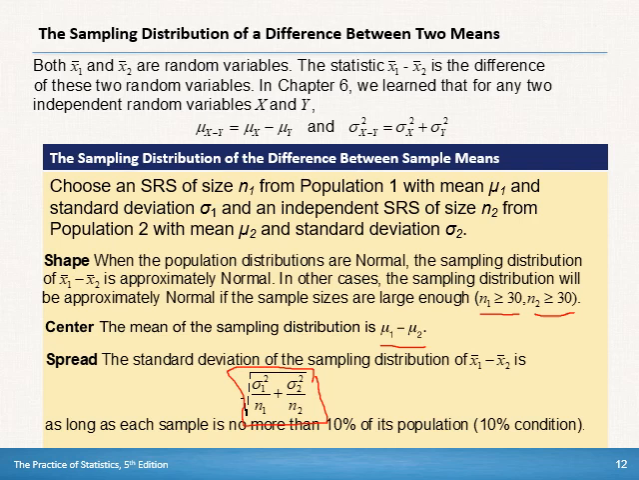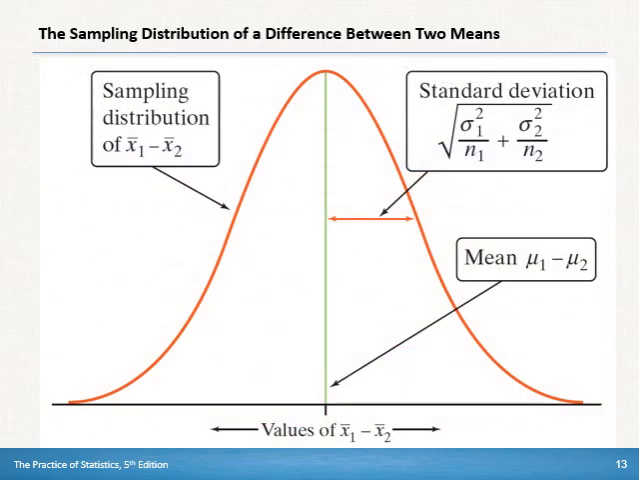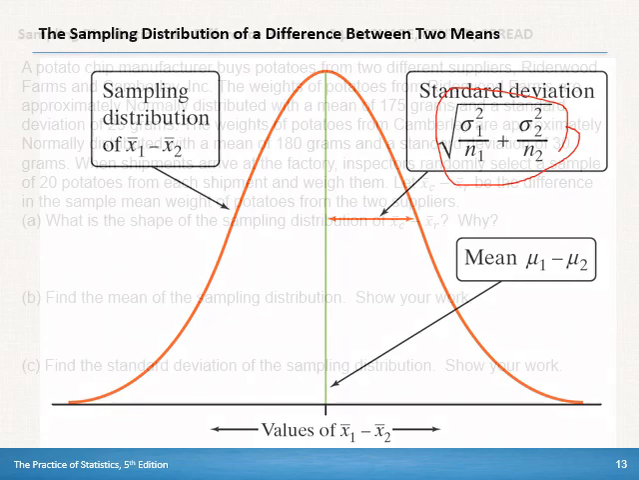Now, we'll deal with the fact in a second that we are not going to know sigma, and what do we do in that case? All right, so here we have a visual of the sampling distribution of the difference in means. We talked about how the center of it is the difference in the mu's, and we just talked about the standard deviation of the sampling distribution, which uses our two sigmas and our two sample sizes.